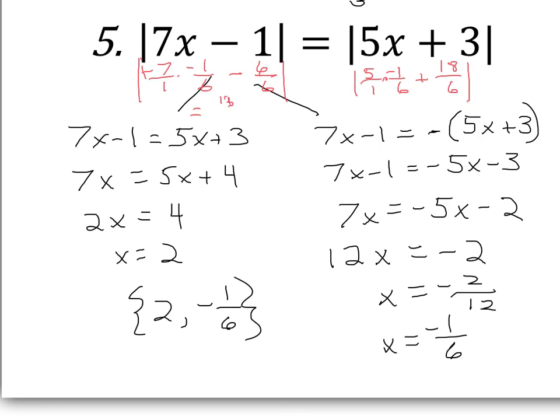Let me clean that up a little bit. And over here we have -5/6 plus 18/6, and that's going to also give us 13/6, and the absolute value of 13/6 is again 13/6. So you can see those check. If you put in any value for x other than those two things, then they will not be equal.